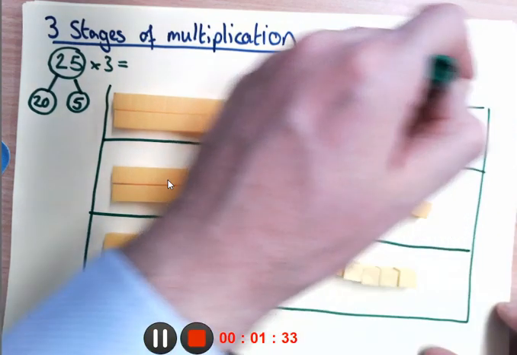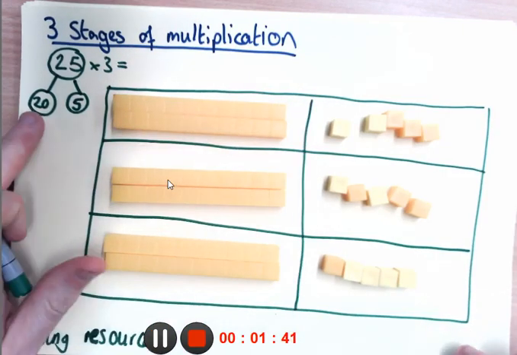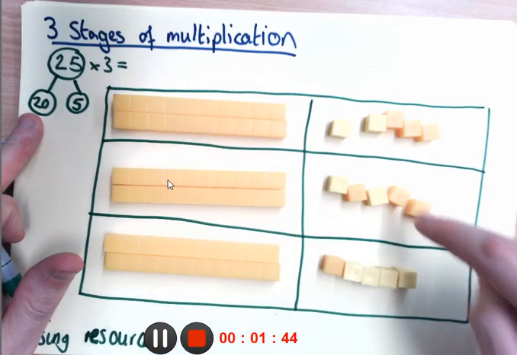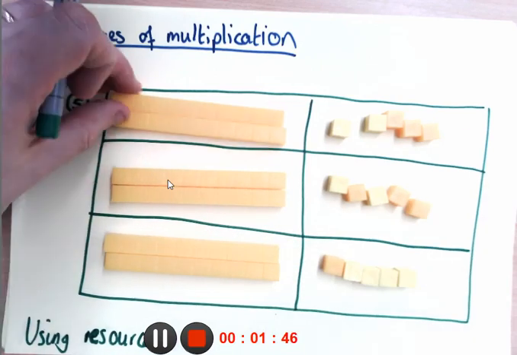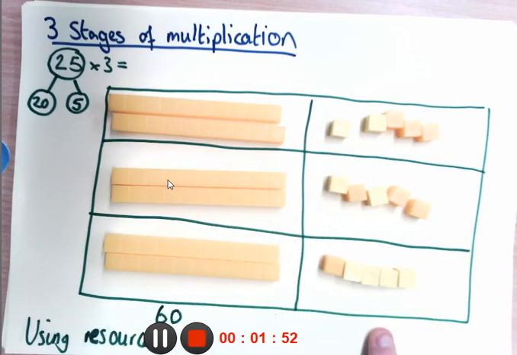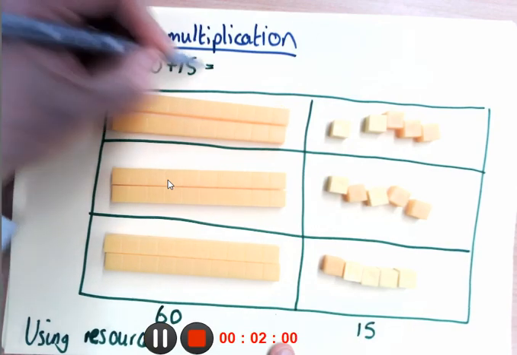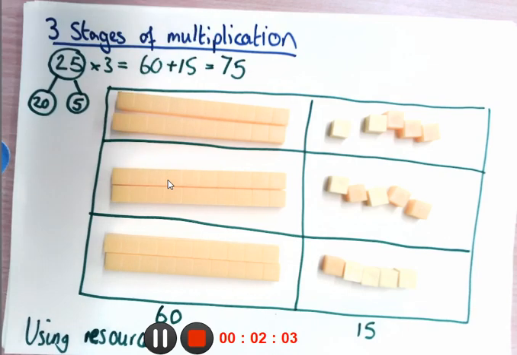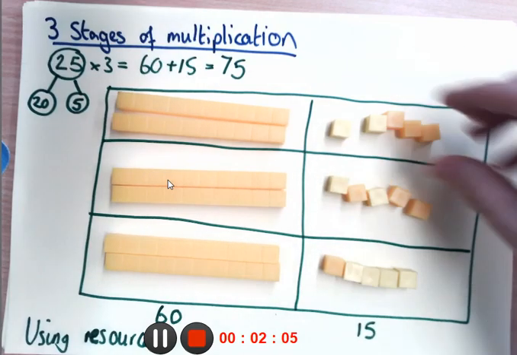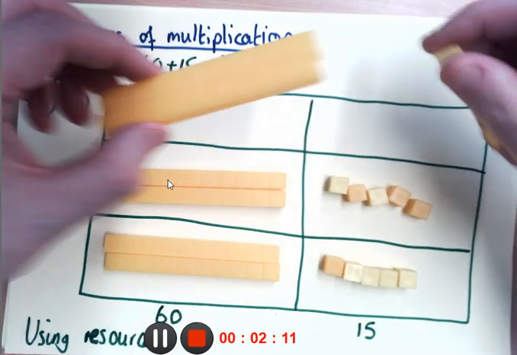We want the children using those resources, feeling them and looking at them and being able to visualise what's happening here. So we can see we've got 3 lots of 20 and 3 lots of 5, and then the children would physically touch them and add them up to find the total. Here is 60 and the total in this column is 5, 10, 15. And then if we were to do 60 plus 15, we would find the answer of 75. So the children have had lots of chance to use the resources and to manipulate them and to explore patterns in multiplication with the resources.